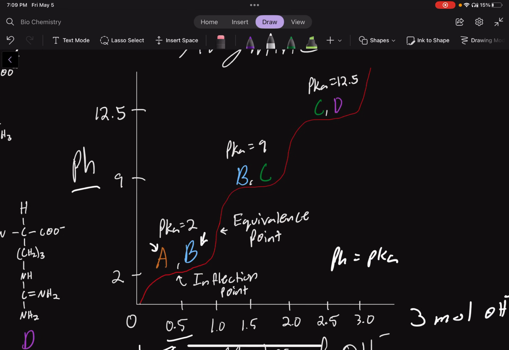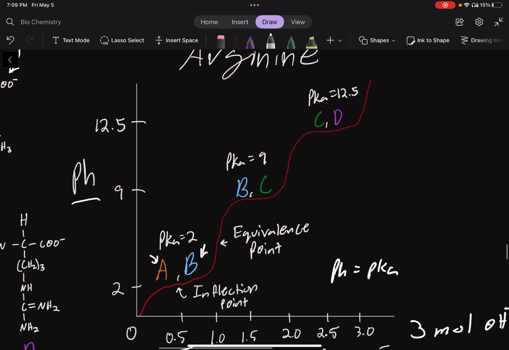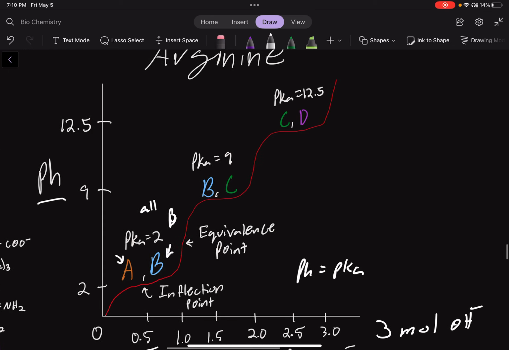The next step is we see the equivalence point. Here, where we go past pKa of 2, we will only see the B form of the molecule. So we see all B here at this equivalence point. Here we see another inflection point where the acid B and its conjugate base C are in equal amounts.